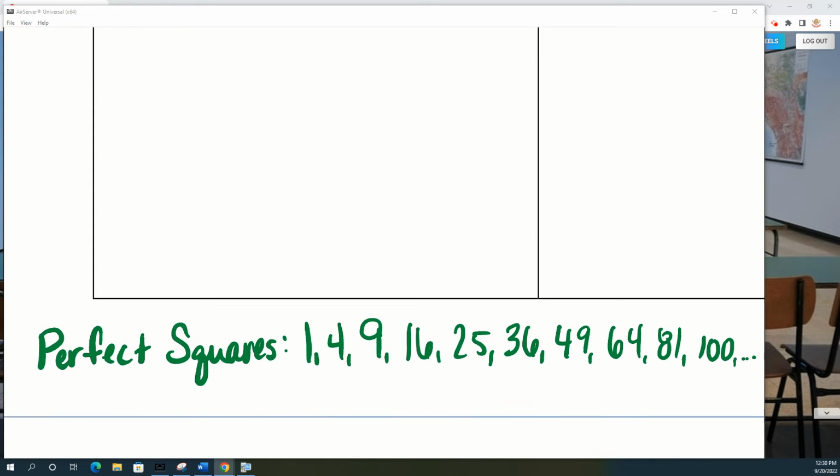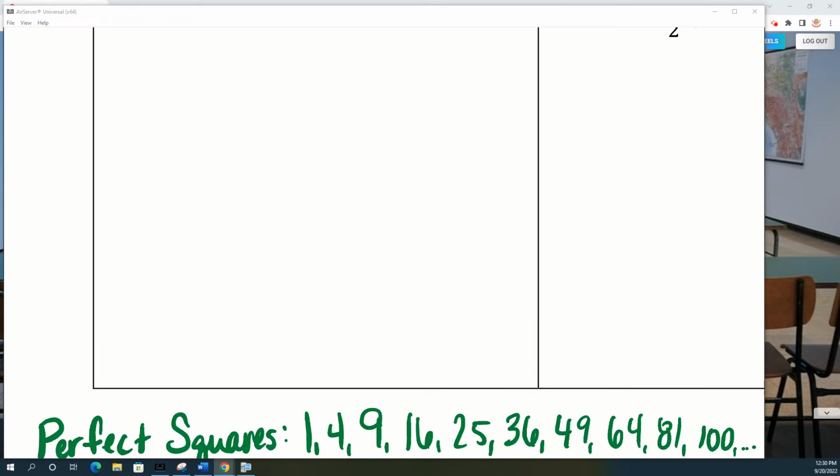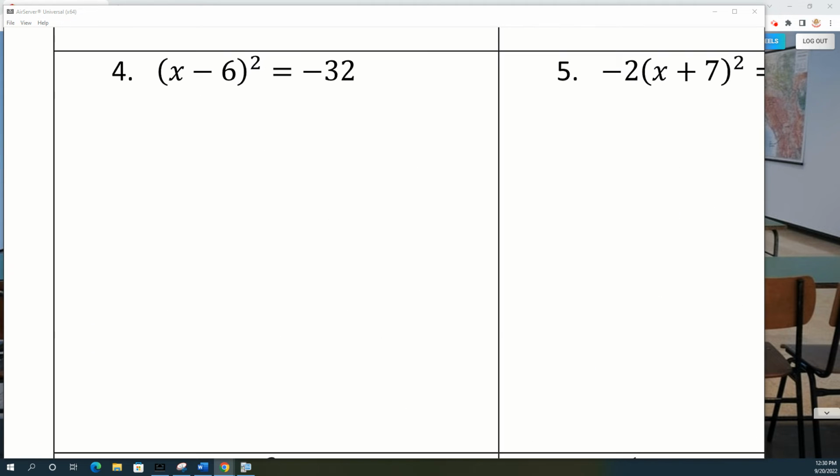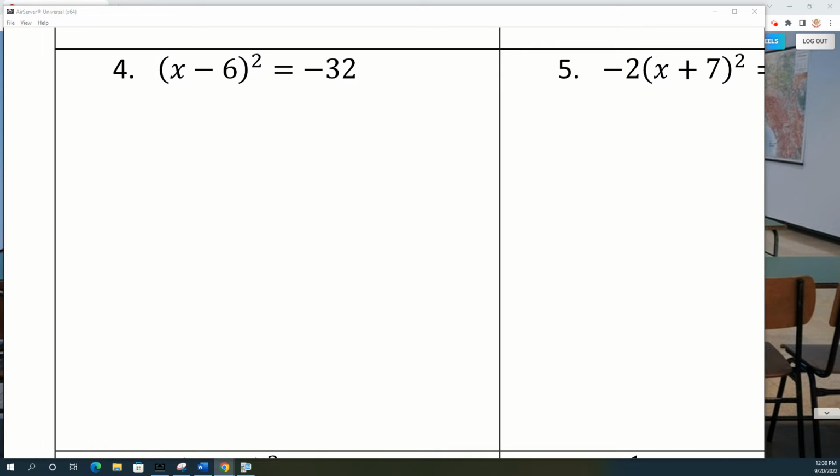Right, so let's look at number 4. The first step is already done. I just have something squared equals a number. So I'm ready for step 2, where we take the square root of both sides.